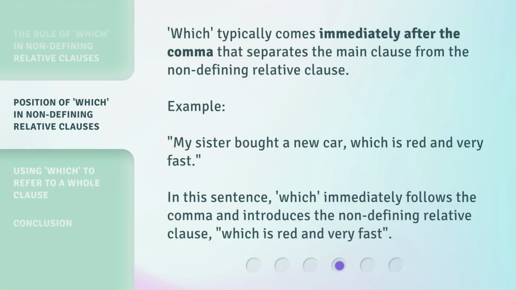Which typically comes immediately after the comma that separates the main clause from the non-defining relative clause. Example: my sister bought a new car, which is red and very fast. In this sentence, which immediately follows the comma and introduces the non-defining relative clause, which is red and very fast.